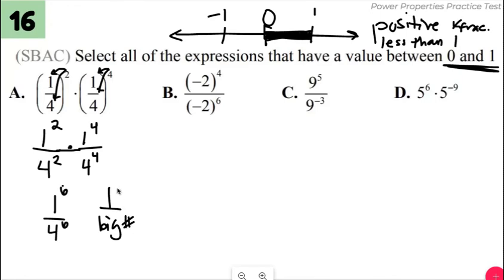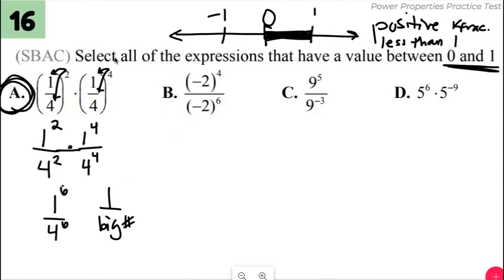right? Either way, if I have 1 over anything, that's a fraction, isn't it? It's not negative. And because it's a fraction that's not improper, nothing's mixed, that means it's less than 1. If I have a fraction of something, I don't have a whole. So this option is between 0 and 1. It's not negative, and it's less than 1.